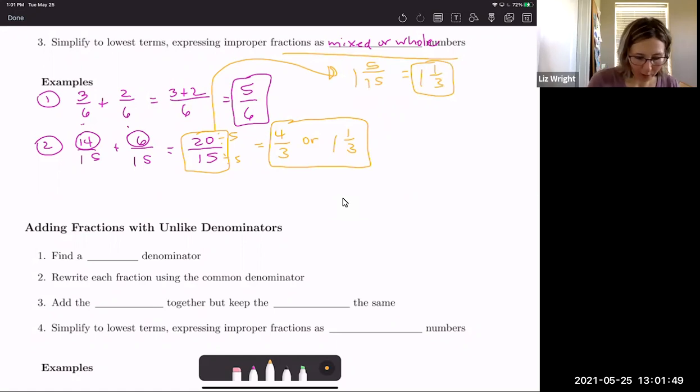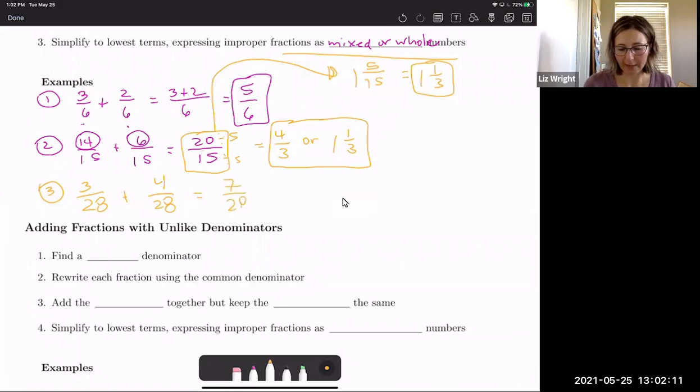All right, one more for you. We've got 3/28 plus 4/28. Oh, I'm sorry, I said 7/28, but that should be 4/28. So we've got 3/28 plus 4/28, which is what gives us our 7/28. And then you ask yourself, can I reduce that? And the answer to that is yes. So we're going to divide both the numerator and the denominator by 7, which is going to give us 1/4. And that's our final answer.